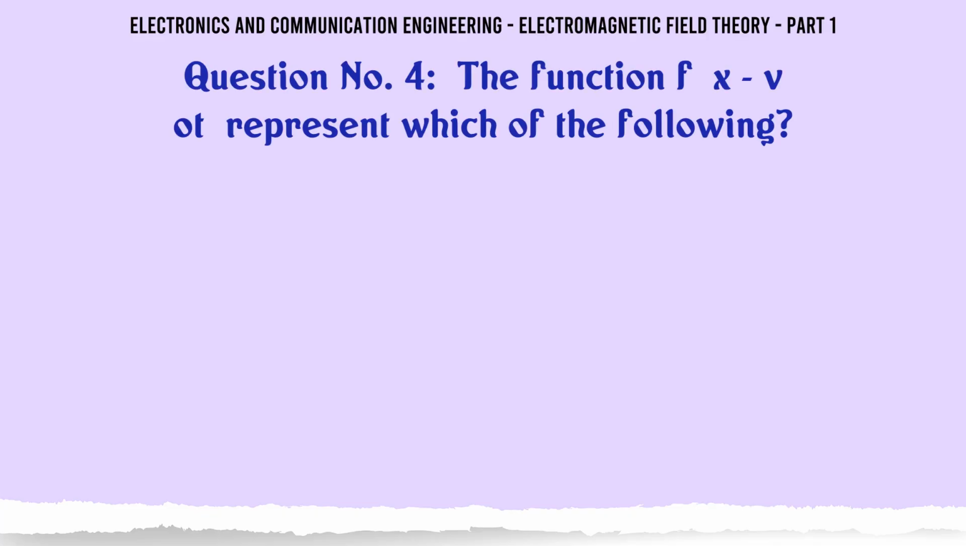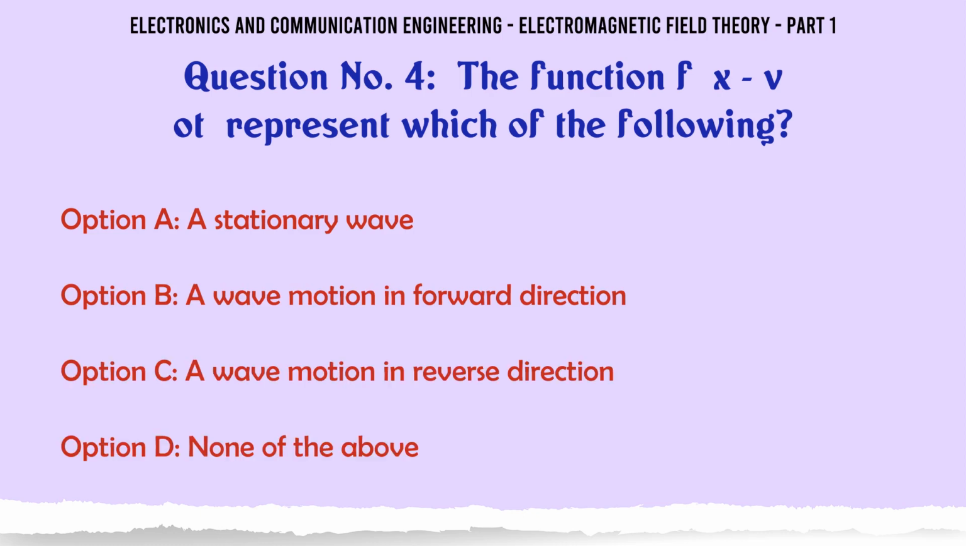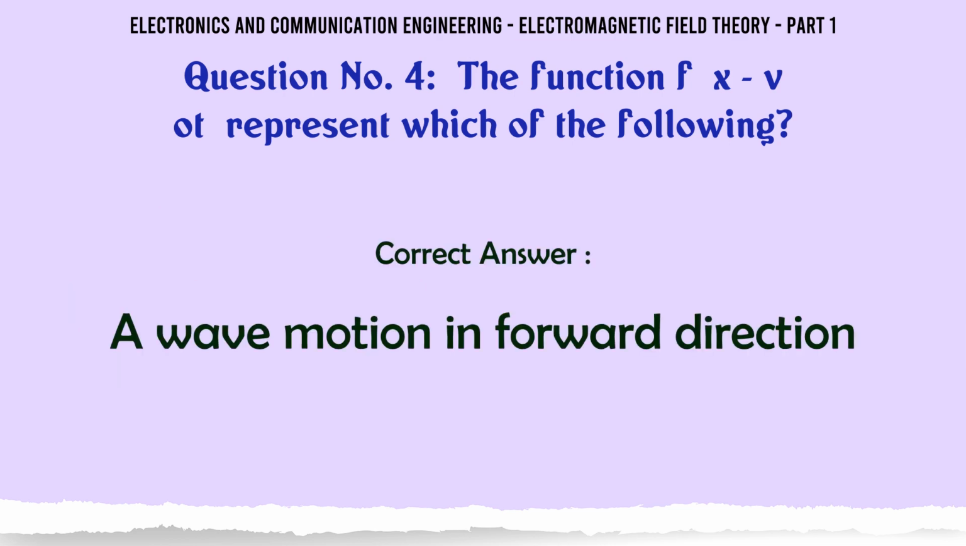The function f(x) represents which of the following? A stationary wave, B a wave motion in forward direction, C a wave motion in reverse direction, D none of the above. The correct answer is a wave motion in forward direction.